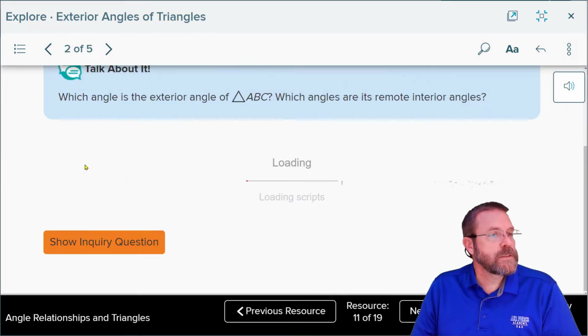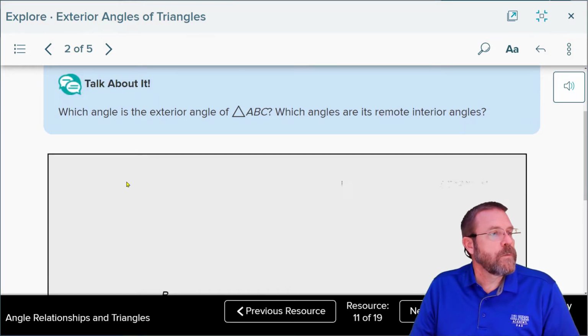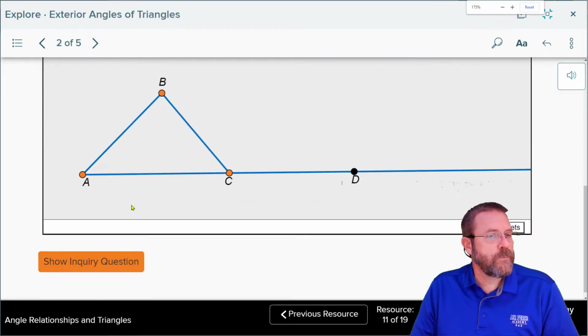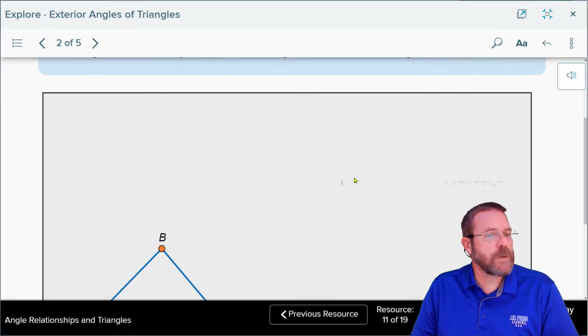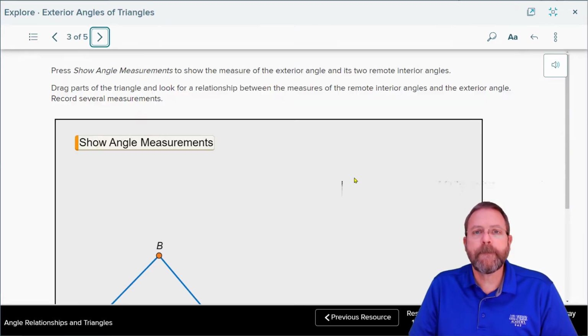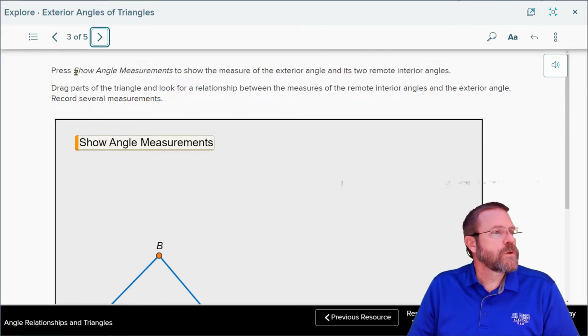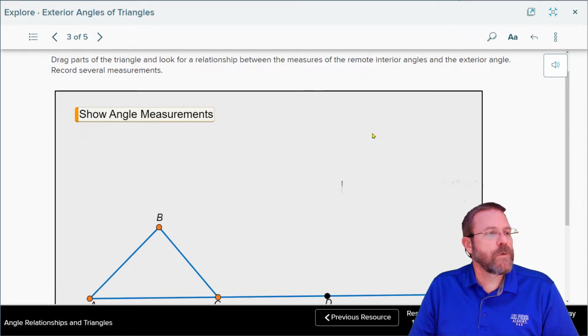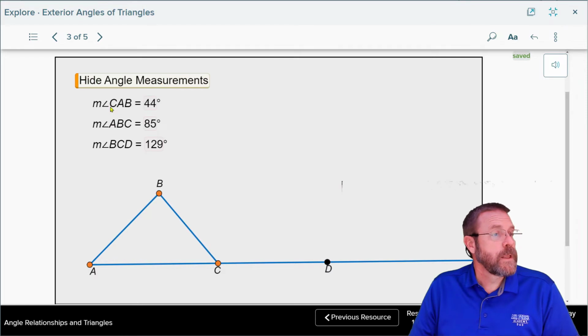In triangle ABC, shown right here, we want to zoom in some. So triangle ABC is shown. Yep, all right. But not giving us much information. Let's keep going. From here it says press show angle measures to show the measure of the exterior angle and its two remote angles. So we hit show angle measures, and it has the measure of angle CAB. This one right here is going to be 44 degrees. We have angle ABC right here. That's going to end up being 85 degrees.